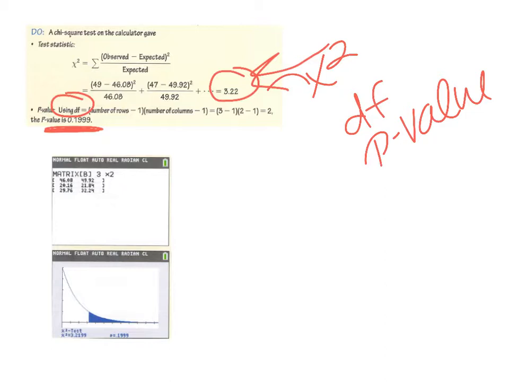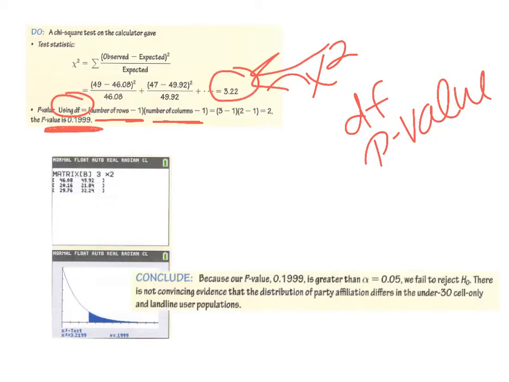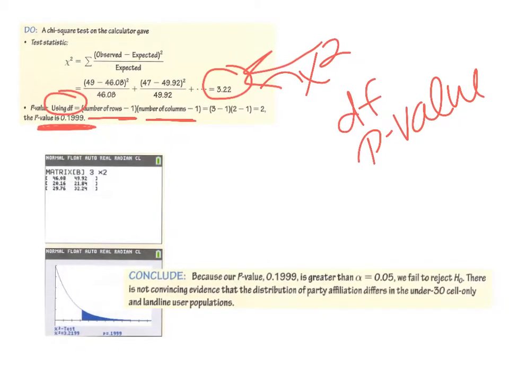My degrees of freedom: my number of rows minus 1 times my number of columns minus 1. So 3 minus 1 times 2 minus 1. So 2 times 1 is 2. Okay, and then I can move on up to my conclusion. My conclusion would be that because our p-value of 0.1999 is greater than my alpha of 0.05, I fail to reject my null hypothesis. I do not have convincing evidence, and then I put in all my context.